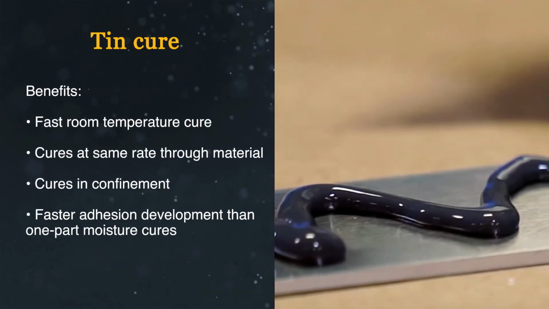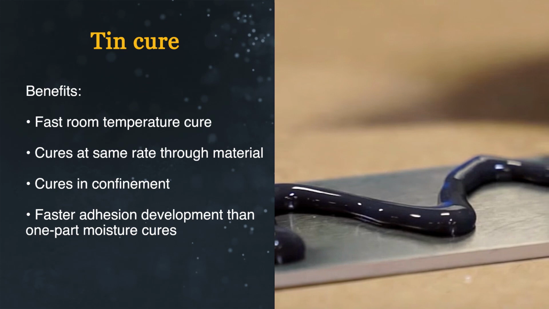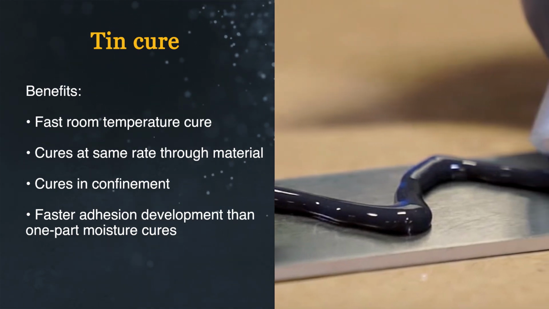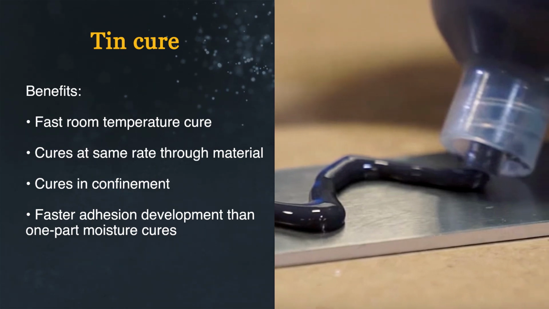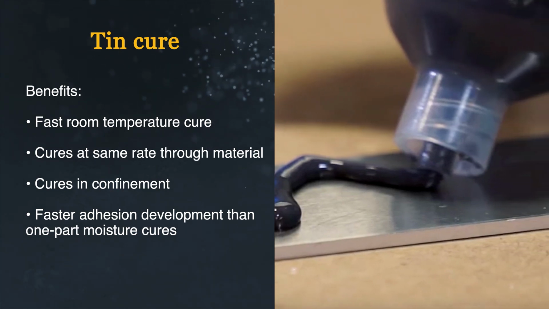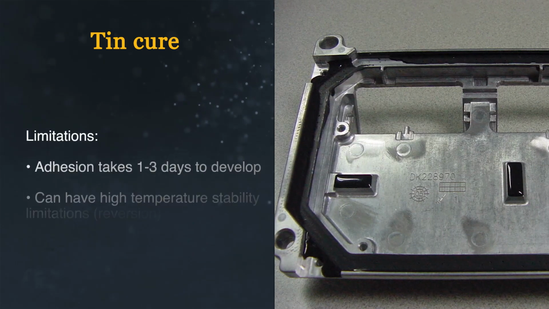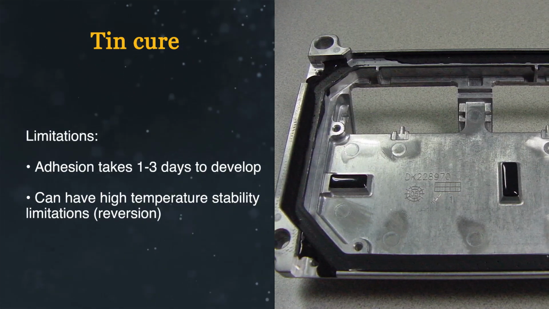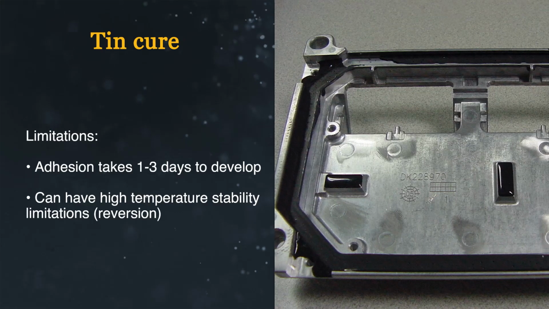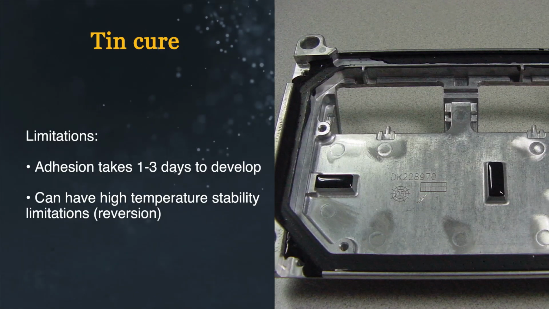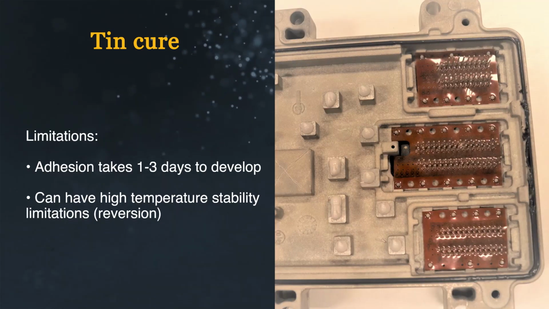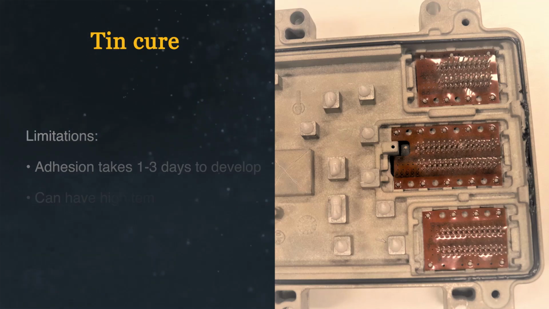The main benefits for tin cure products are that they cure fast at room temperature, cure at the same rate throughout the material, cure in confinement, and have faster adhesion development than one-part moisture cures. There are, however, some limitations of tin cure products. Adhesion can take up to 1 to 3 days to develop fully, and they can also show signs of depolymerization, called reversion, at temperatures above 100 to 150 degrees Celsius when used in low to no oxygen environments.